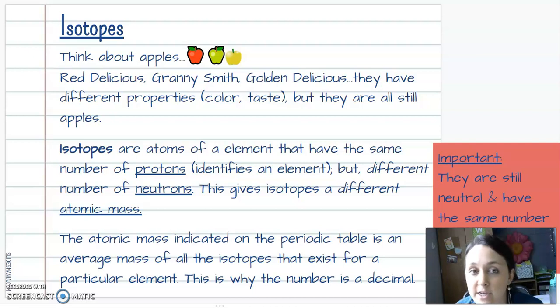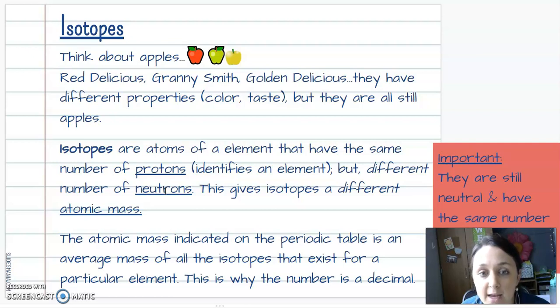So we know we can't change the protons, but let's think about apples real quick as we talk about isotopes. Red Delicious, Granny Smith, Golden Delicious are all apples. They have different properties, different colors, different tastes, but they are all still apples. So isotopes are atoms of the same element, like hydrogen, let's say. We can have isotopes of hydrogen that have the same number of protons, that gives the element its identity, but a different number of neutrons. Now you know, protons and neutrons make up the mass. So if we change the neutrons, we change the mass.